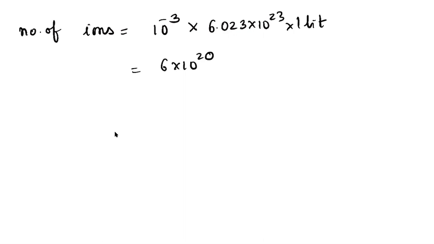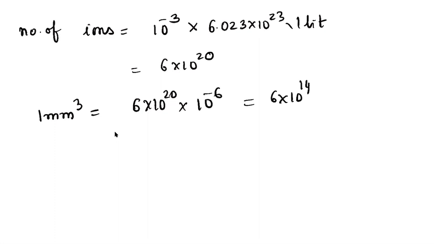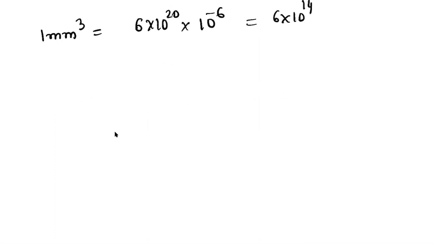So in 1 liter, we can say that, right? Sorry, this is per liter. So we can say these many number of ions are present per liter. But what about 1 millimeter cube? So 1 millimeter cube will be equal to 6 into 10 raised to power of 20 multiplied by 10 raised to power of minus 6. So that would be making it as 6 into 10 raised to power of 14. These are the number of molecules present per millimeter cube.